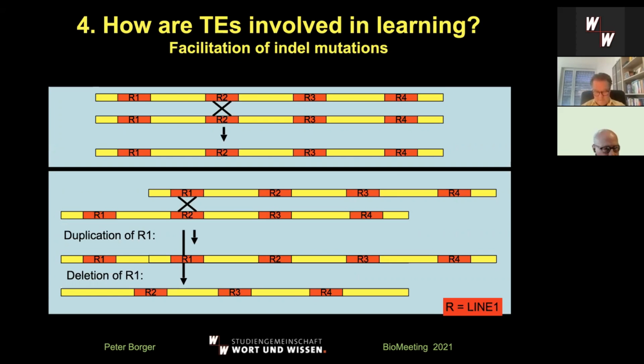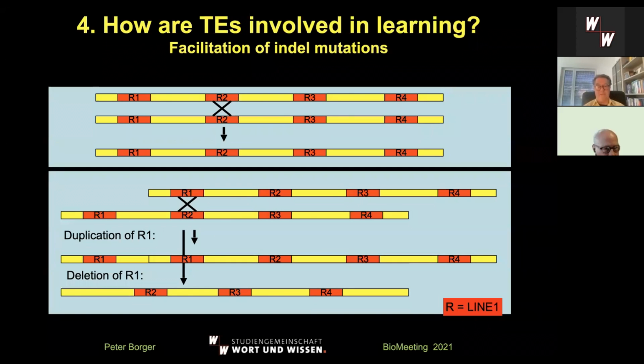So, and this brings me almost to the end of my talk. How are TEs involved in, for instance, facilitation of indel mutations? We have seen that they can remove parts of the genome, thereby creating novel genetic landscapes. And if we start to look into these LINEs, they have the same sequences, and they are located throughout the genome. They are presented here by R1, R2, R3. And as you can see in the top image, if the recombination takes place on the same line, nothing happens to the genetic context.